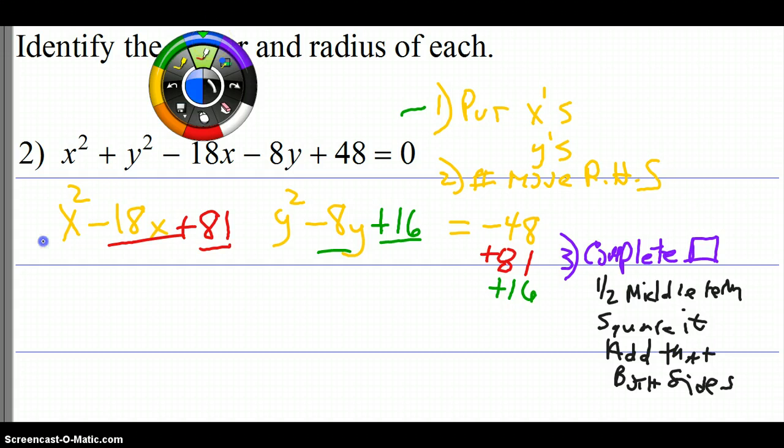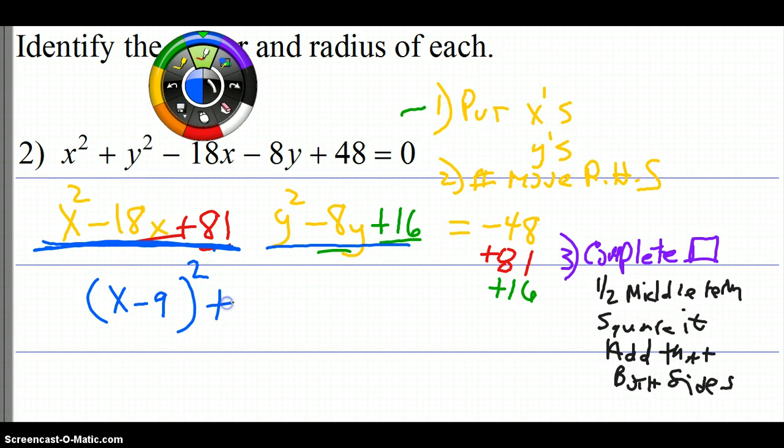Now, look what's special about this trinomial. The idea of completing the square is I now have written this as what we call a perfect square. What are the factors of 81 that add up to negative 18? Negative 9 and negative 9, so we can write that as x minus 9 quantity squared. What are the factors of 16 that add up to negative 8? Negative 4 and negative 4, so we can write that as y minus 4 quantity squared. And then on the other side is our radius squared.